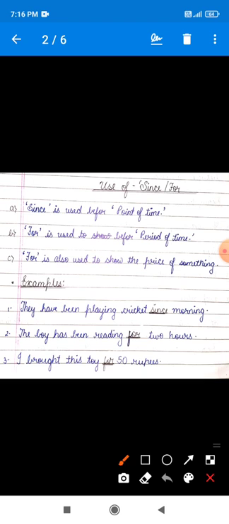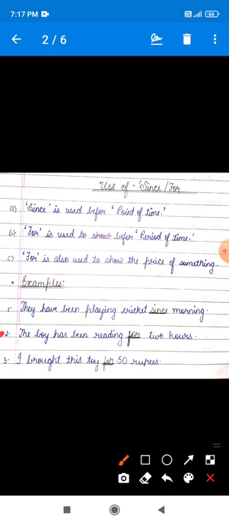Now let's understand the use of since and for with the help of some examples. So let's see some examples. They have been playing cricket since morning. So dear, morning is a point of time. That is why you can see we have used preposition since.